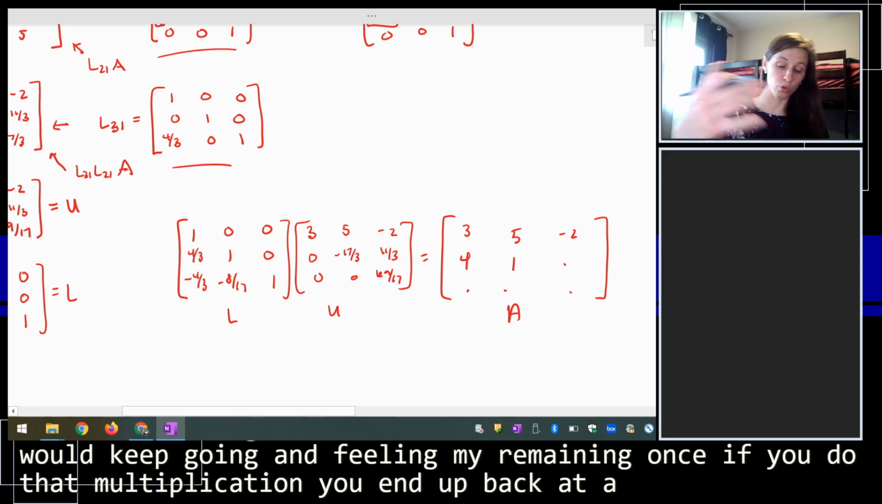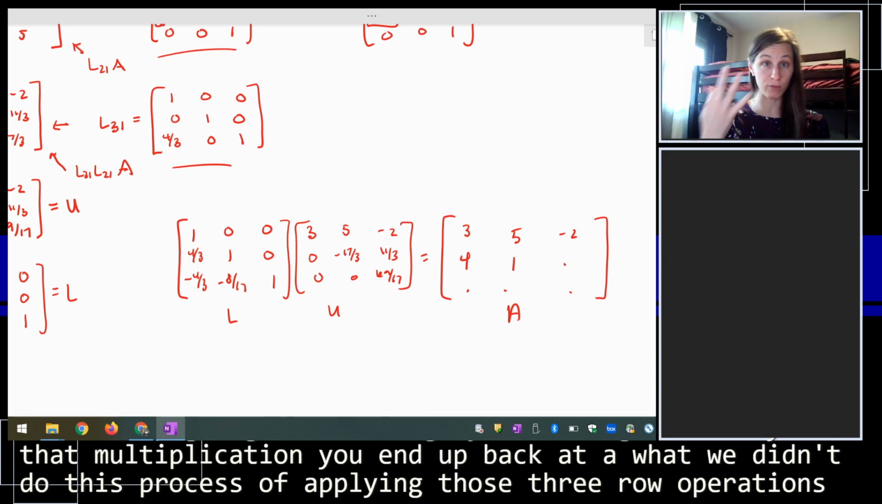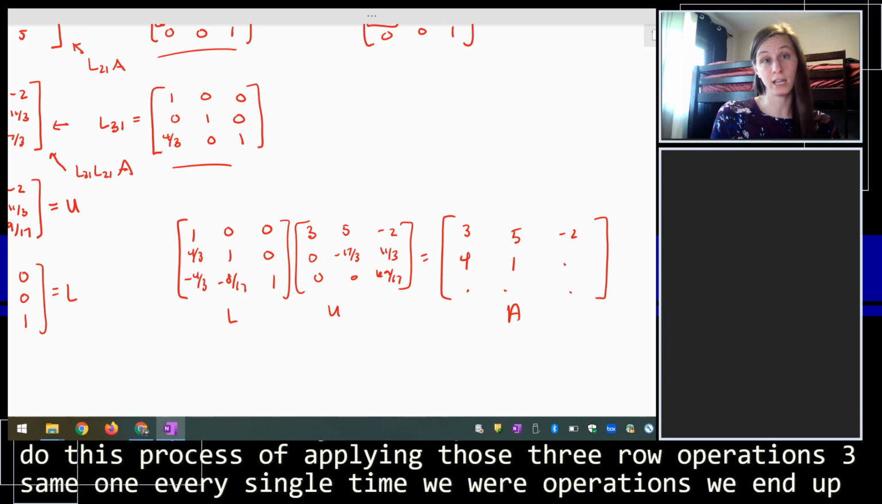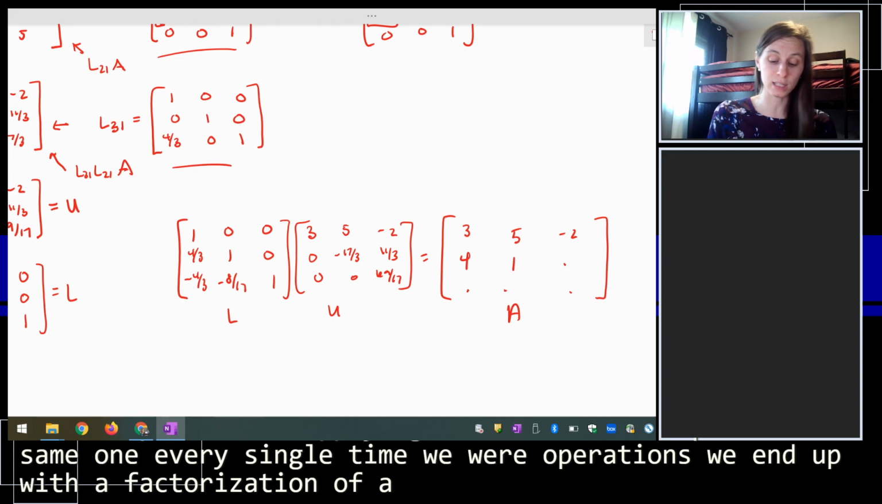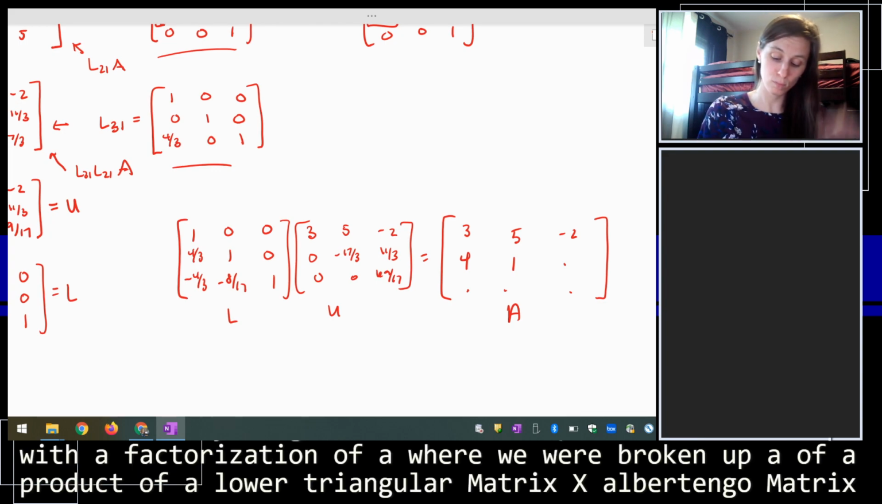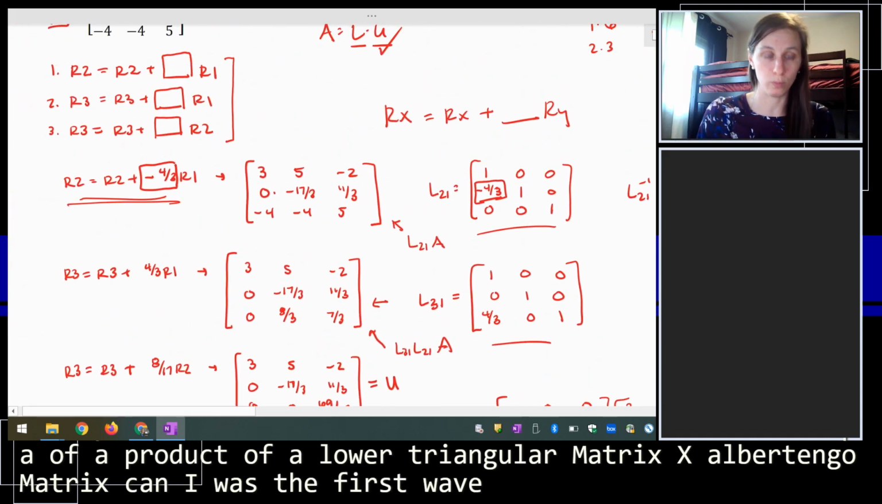So what we did through this process, applying those 3 row operations, the same 3 every single time, we end up with a factorization of A, where we've broken up A as a product of a lower triangle matrix times an upper triangle matrix. Okay, that is the first way that we can find L and U.